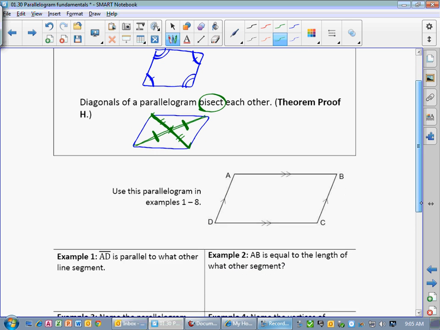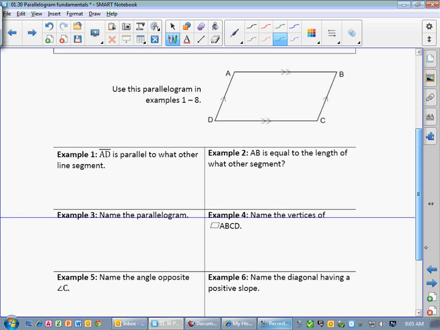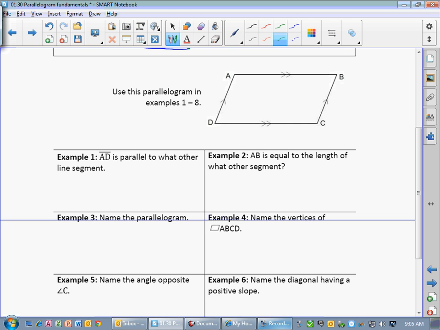Let's do some examples really quick. Start off just with some identification. So example 1, AD is parallel to what other line segment? BC. AB is equal in length to what other line segment? AB, so top is the same as the bottom, so DC. Could I also write CD? Sure. Remember, in line segments, the order doesn't matter.